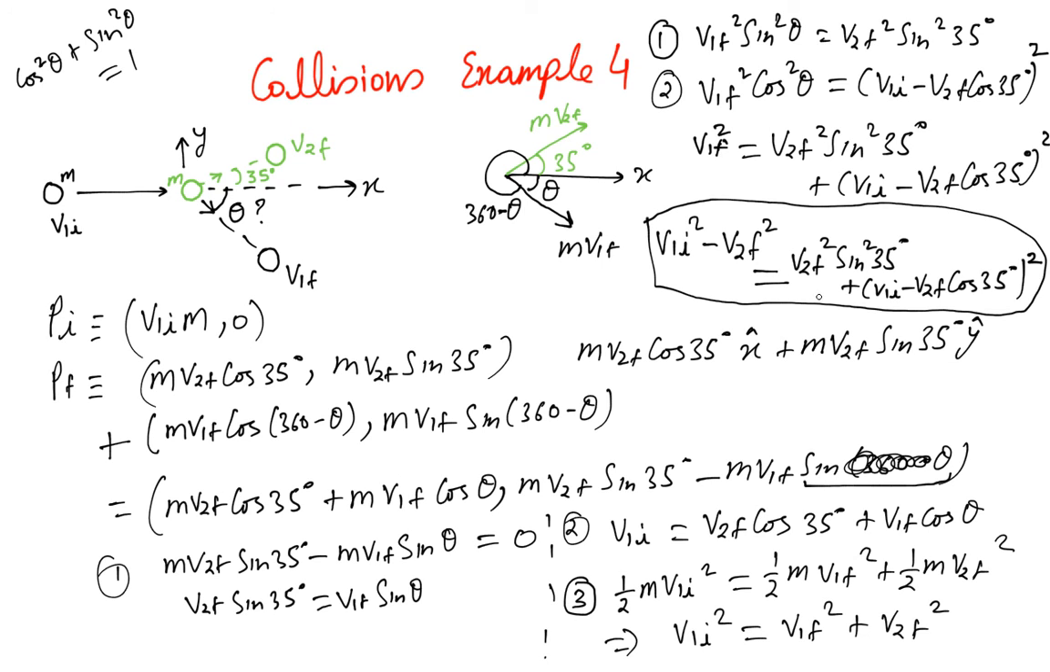So once you have v2f, you can use other equations like here to find the value of v1f, and once you have v1f, you can also find the value of theta from here. I hope you will be able to get the right answer. Try it. You can try, let's say, v1i equals 5 meters per second. With this value, try to find the other values.